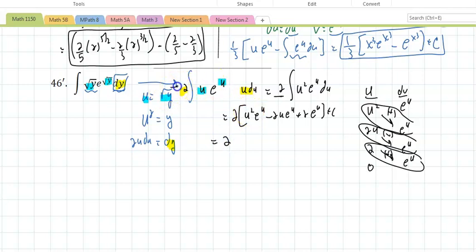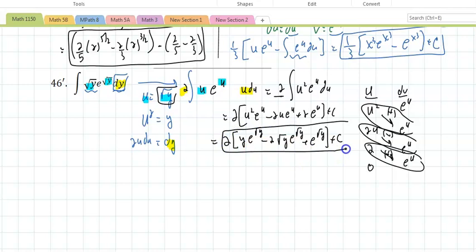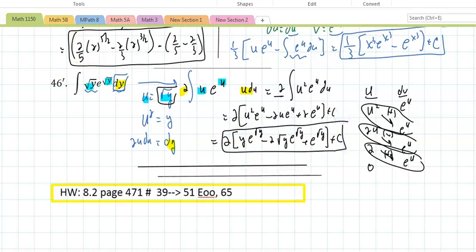Remember what u was. U was radical y. So that's going to be square root of y squared is y e to the radical y minus twice square root of y e to the radical y plus e to the radical y. And of course, if you factor e out of those, the problem will look a lot nicer. And this would be the rest of the homework for this section, and that concludes 8.1.